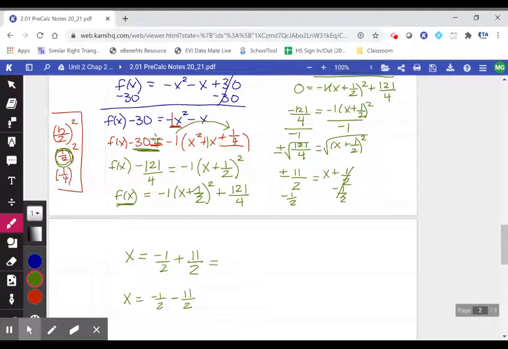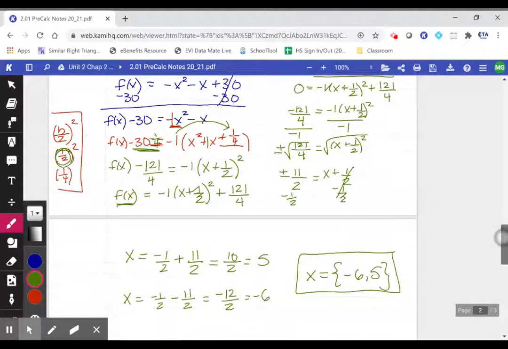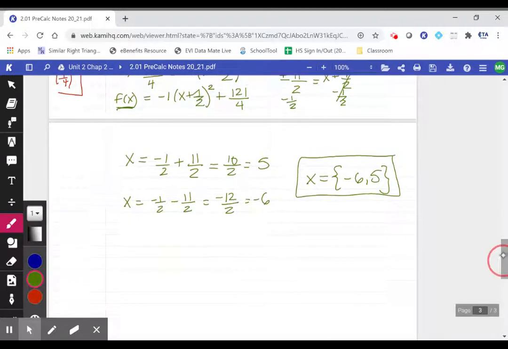And lucky for me, they have common denominators, makes it a lot easier. So 11 minus 1 is 10. 10 over 2 is 5, is one of my answers. And then negative 1 minus 11 is negative 12 over 2, which is negative 6. So our two answers here would be negative 6 and 5 for those roots for that one.